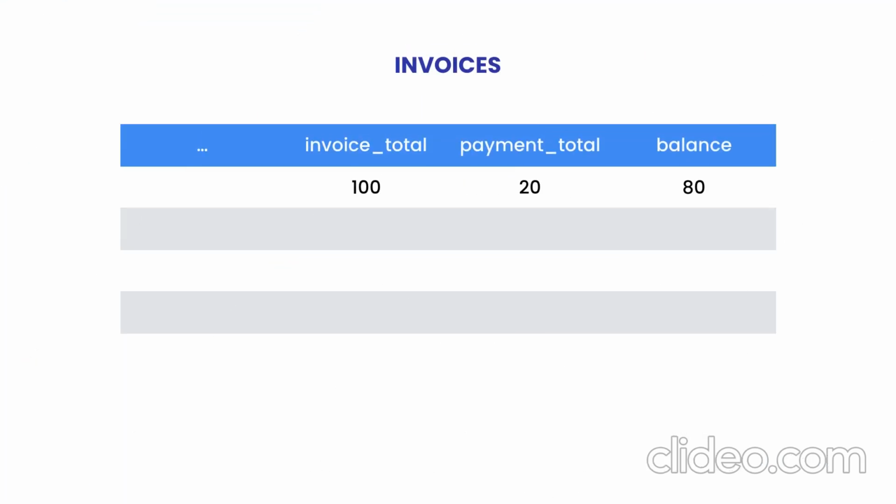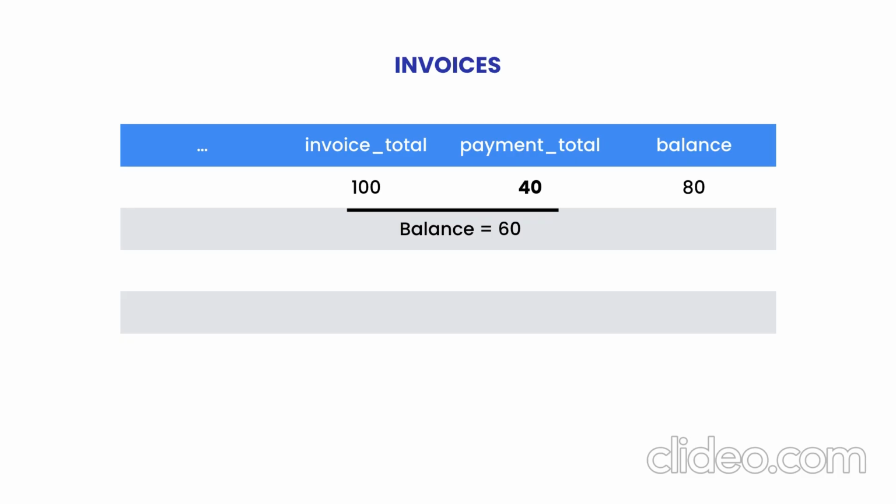Look at this invoices table. Here we have 3 columns: invoice total, payment total, and balance. Do you agree that we can calculate the balance by subtracting the payment total from the invoice total? So balance can be derived from these 2 columns. We say it's dependent on these 2 columns, which means if the value of these columns changes, the balance has to be recalculated, right?